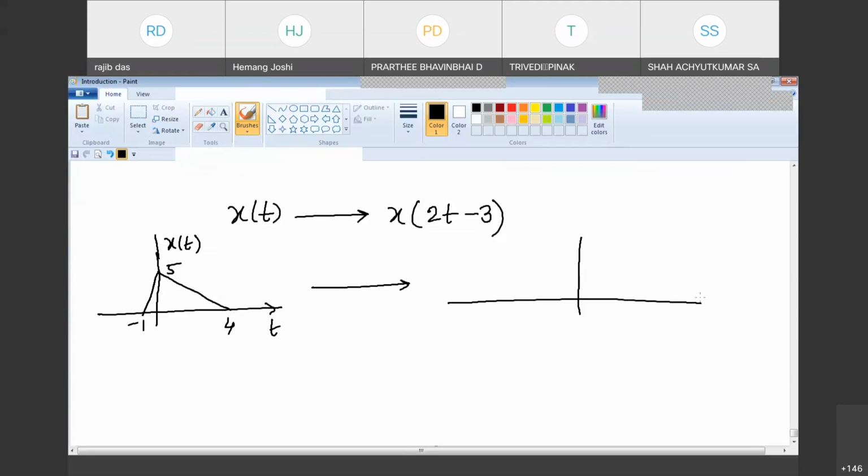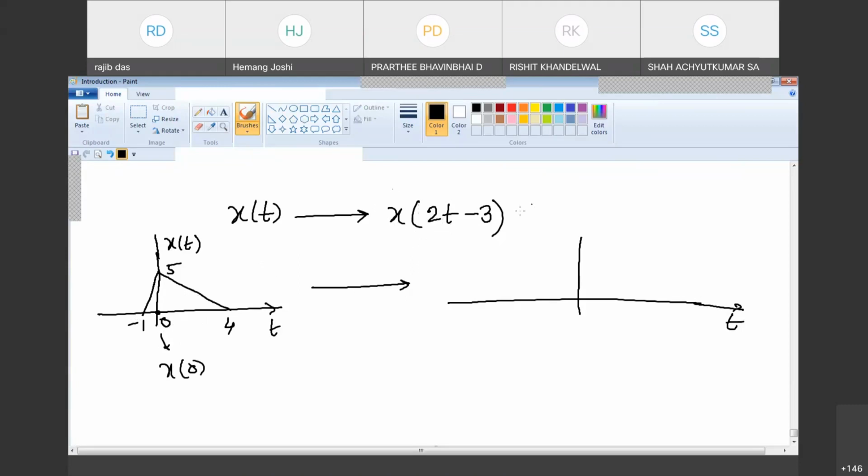So who can draw? Can you tell me what the mapping is here? How is the origin shifted? This origin at t equal to 0, x of 0. Now what is the new location on this t axis? T equals 3 by 2, exactly. So when I get 0 here, I will get x of 0 here.